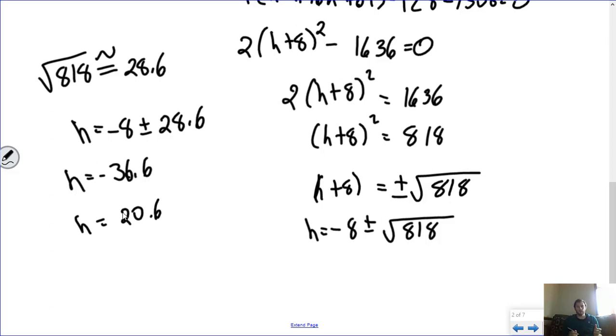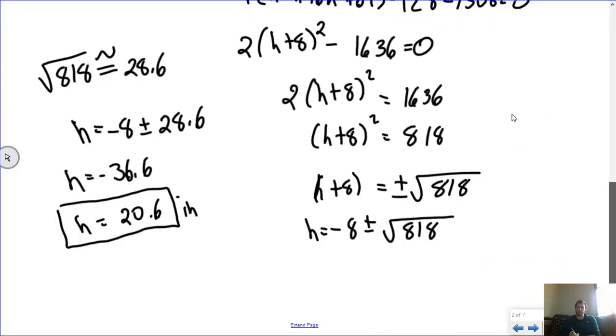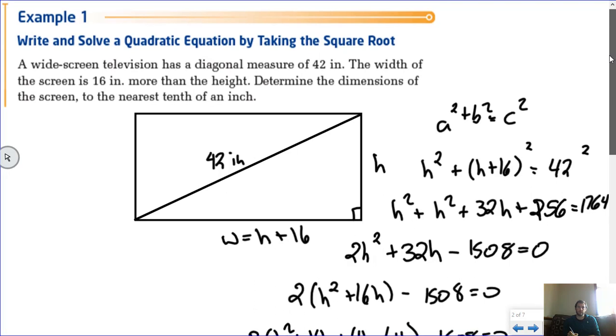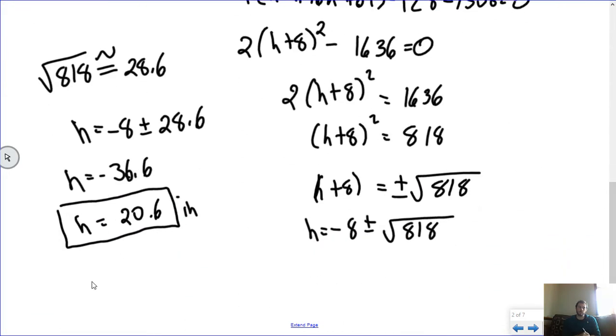Now, in terms of what makes the most sense, the height being a positive number is what makes the most sense in this context. So my height is 20.6 inches. And then again, if we go back to the question, we know the television's width is 16 units more than the height. So my width is 16 units more than the 20.6, or 36.6 inches.